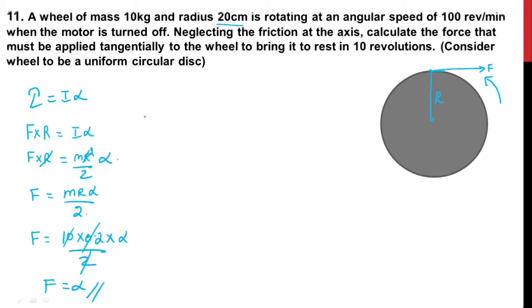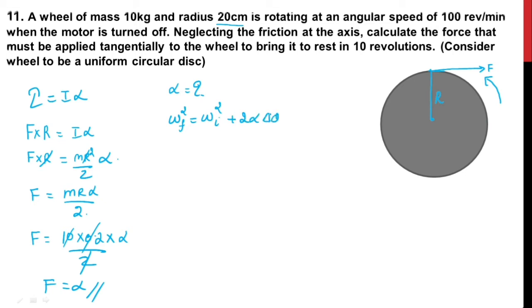So we don't know what alpha is, right? So let's calculate alpha. If you calculate alpha, you can say that alpha and force are numerically equal, so you will get the force value. In order to calculate alpha, you can use the formula: the final angular velocity square is equal to the initial angular velocity square plus 2 alpha delta theta.